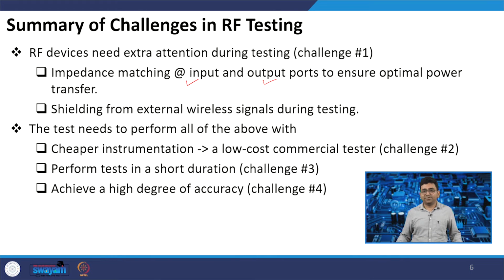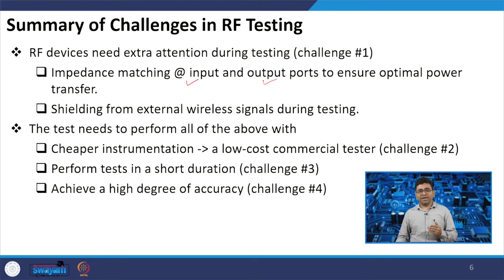Beyond all of the above, there is also a challenge in getting cheaper instrumentation, which is one of the big challenges. You will not get a very low cost commercial tester if you go for higher and higher frequency. So, that is another challenge. You require very high quality equipment, which is costly.